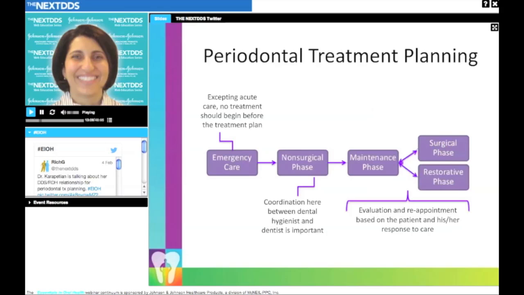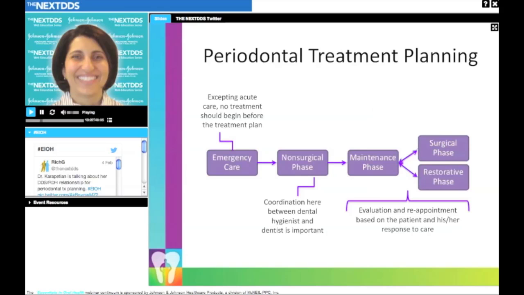So let's talk about treatment planning. Initially, what we need to do with our patients is determine why they're coming to our office. Are they in any pain? Is it an emergency appointment, or is it a new patient that's been sent to us by their referring doctor?